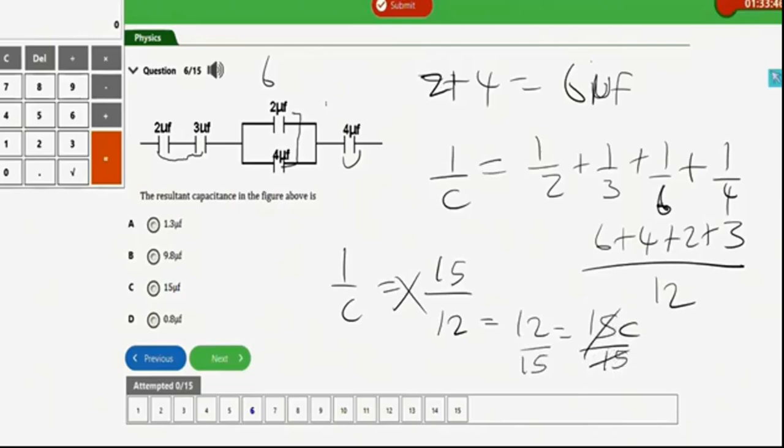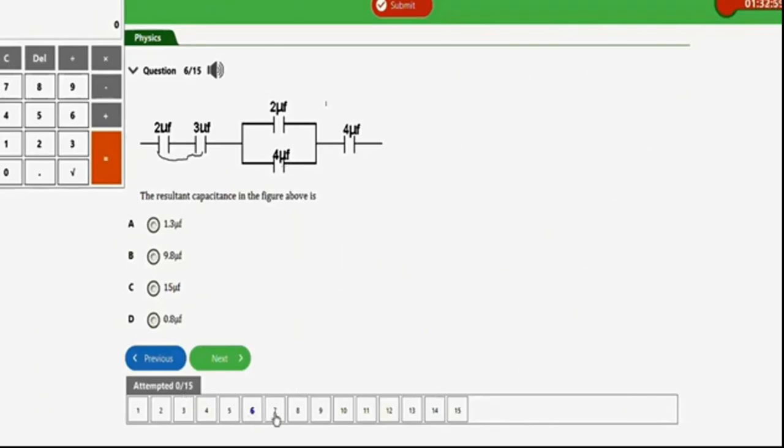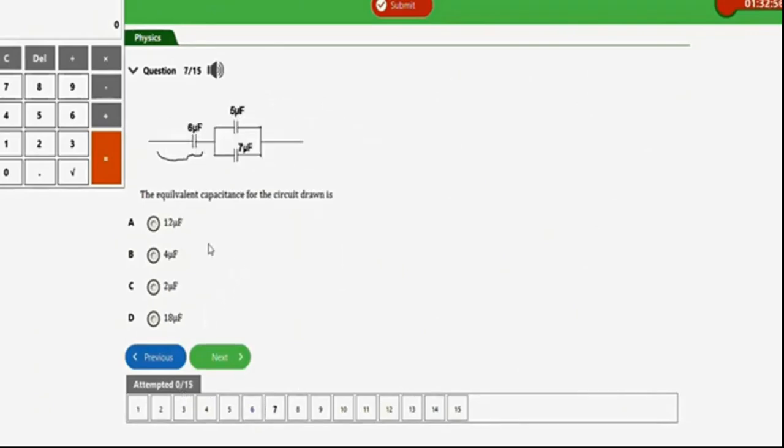So let's punch this on the calculator. We have 12 divided by 15. So we have 0.8 microfarad. The right option is option D. That's it for this question. Let's wipe this now and solve the next repeated question. So the next repeated question will be this one. It says the equivalent capacitance for the circuit above is. So this is also very simple. Let me remove this.